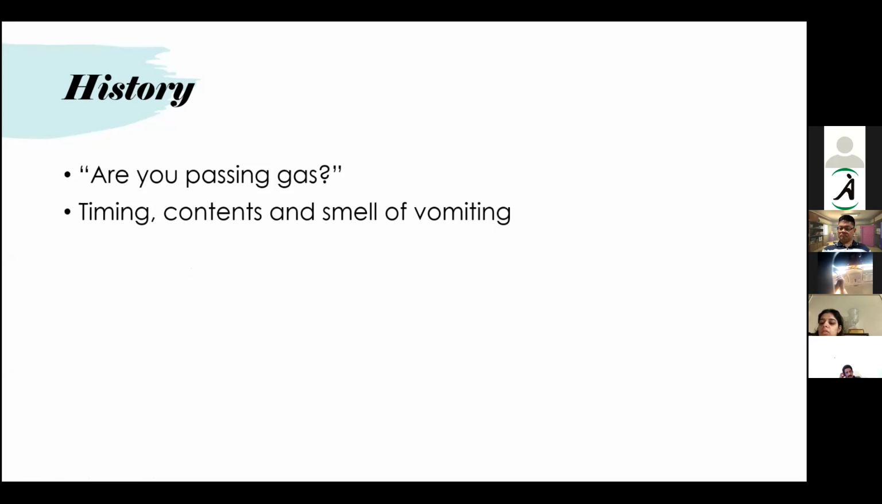Second would be contents. If there is something in the esophagus, the vomitus would contain undigested food particles. If it's in the stomach, there may be some acidic vomiting. If it is down in the intestine, it may be bilious vomiting. So the contents will help us identify the site of obstruction. And if there is a severe lower GI obstruction finally ending up in vomiting, there may be some fecal contents also in the vomiting. Smell of vomiting, again, if the vomitus smells feculent, we can assume that the obstruction is usually lower down. So that is usually in the history.